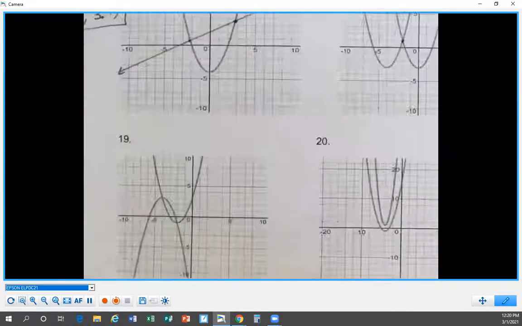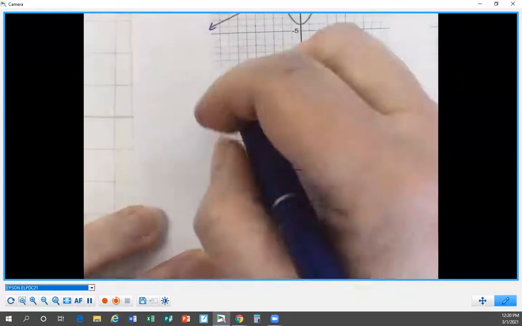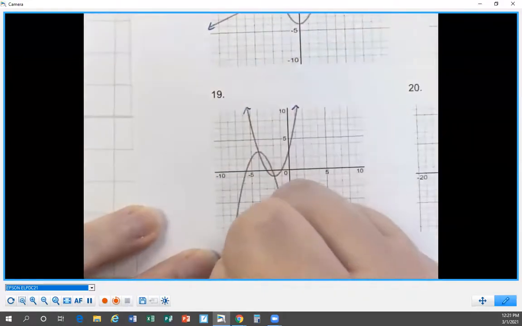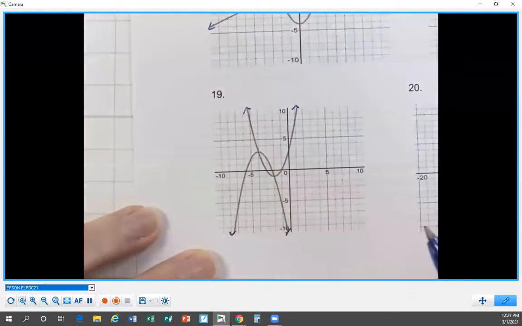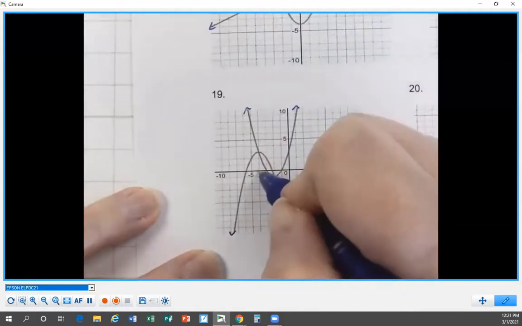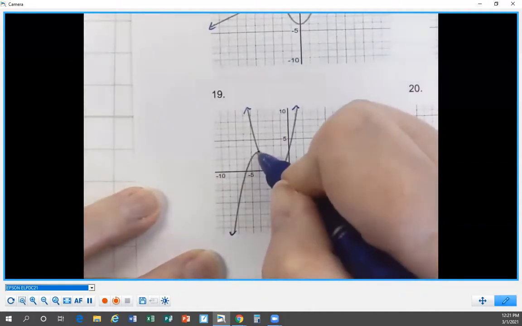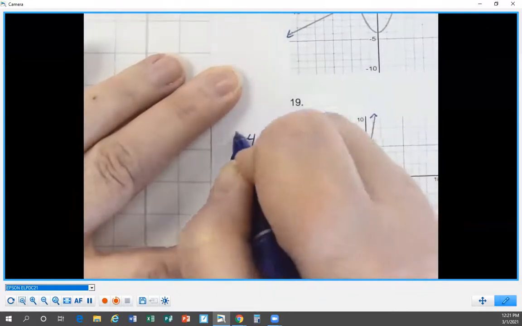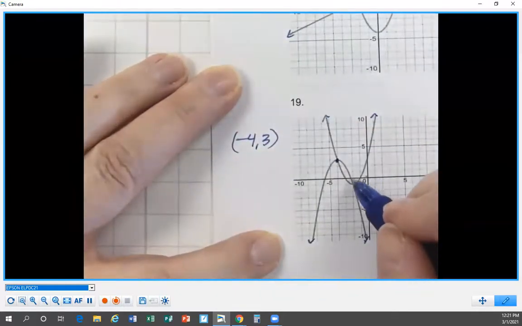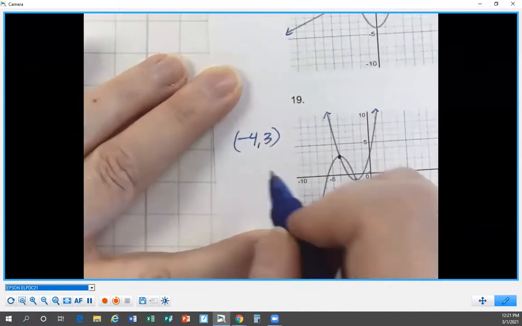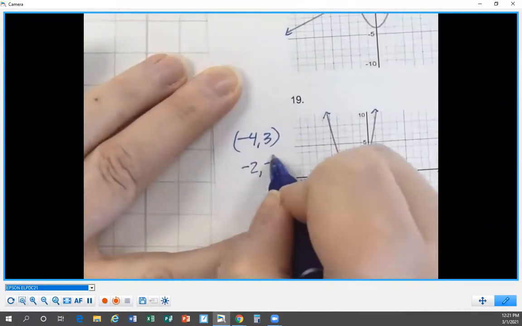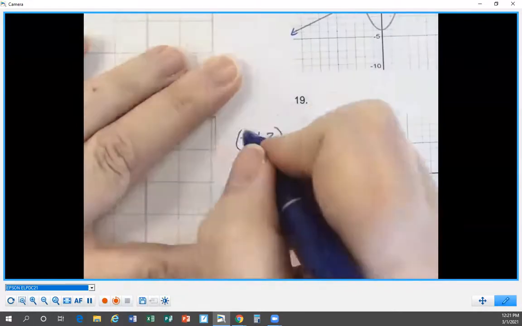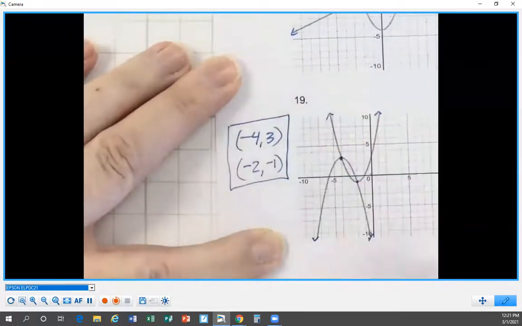All right, number 19, we have two parabolas. One opens upward, one opens downward. So let's see where they intersect. This is negative 4, 3. Negative 2, negative 1. Okay, so two solutions for number 19.